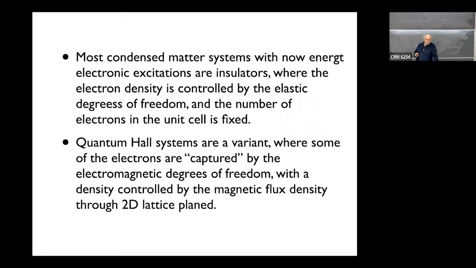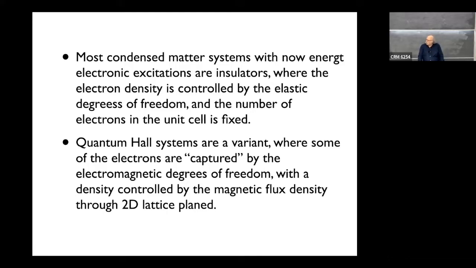Most condensed matter systems with no low energy electronic excitations are insulators, where the electron density is completely controlled by the elastic degrees of freedom. So the electron density is basically proportional to the volume of the unit cell, of the volume of the Brillouin zone of the crystal, and the number of electrons in the unit cell is fixed.